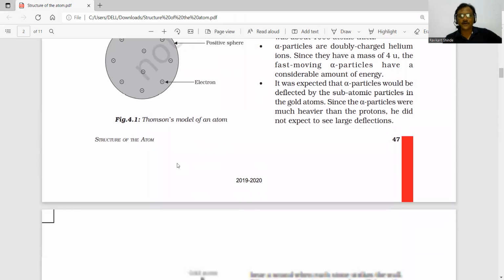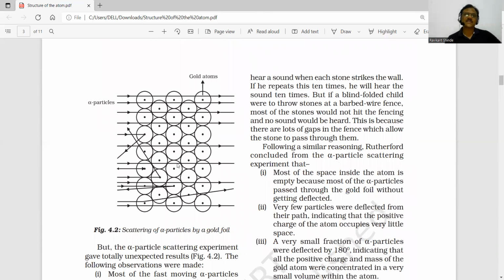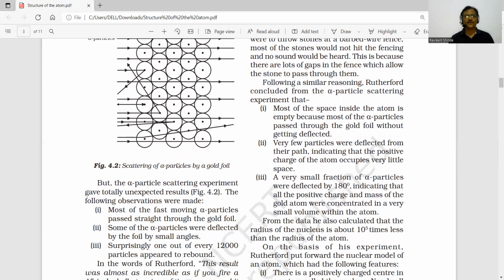And what he noticed was that when these alpha particles pass, the maximum number of alpha particles pass through the atom. Very few bounce back by a wider angle or acute angle. Some, very few, about 1 out of 12,000, bounce back along the same path. That is called the scattering of alpha particles, the alpha scattering experiment using gold foil.